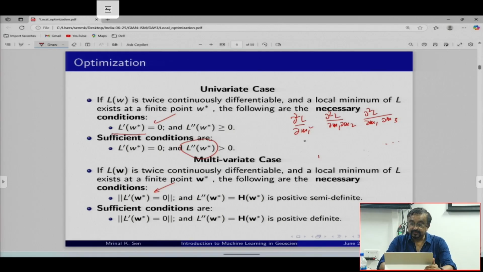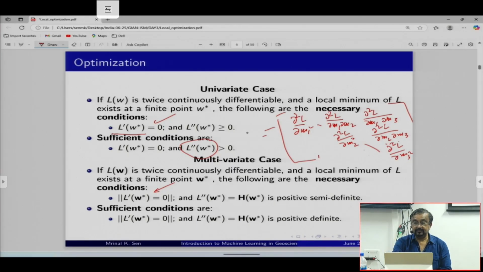Similarly, you can have del 2L del M2 square, del 2L del M2 del M3, and then you have del 2L del M3 square, and it's a symmetric matrix, so these are going to be here. So now that's your second derivative. As soon as you go into a function of multiple variables, you can no longer deal with the scalar gradient and scalar Hessian, scalar second derivative. You have to have a gradient vector and a Hessian matrix.